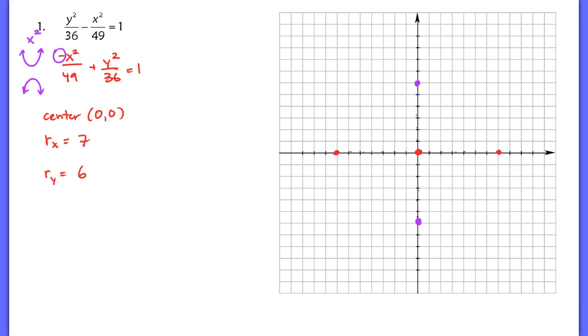And remember, these represent the vertices. The reason I know that those represent the vertices is because my hyperbola has to open up and down. I'm not going to actually draw this in, and you shouldn't either, because we don't know what that is supposed to look like quite yet, but those represent the vertices. Okay, so my vertices, let's write this off to the side here. The vertices are going to be at 0, 6 and 0, negative 6.